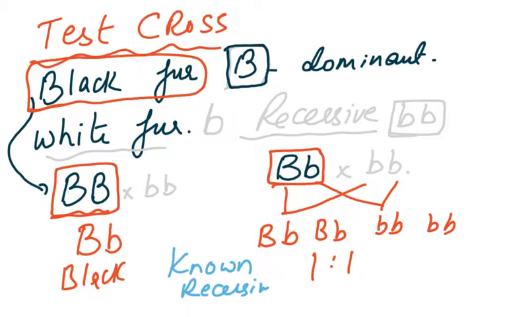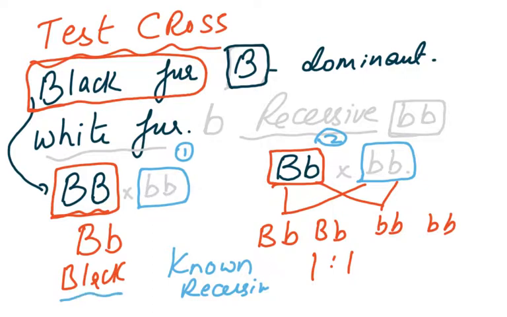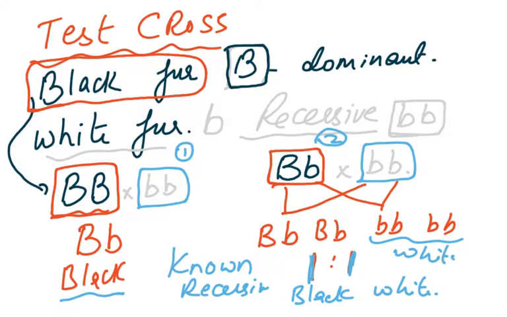Now we are pretty sure that the white rabbits are known recessive. So when you cross these, look at both situations. This is situation 1 and this is situation 2. If it was homozygous dominant, then all the offspring would be black. But if it was heterozygous, then you have a 1:1 chance of it being either black or white, because these will be white and this will be black.